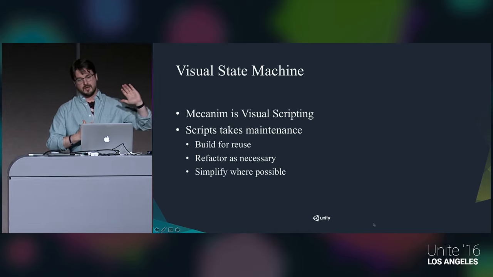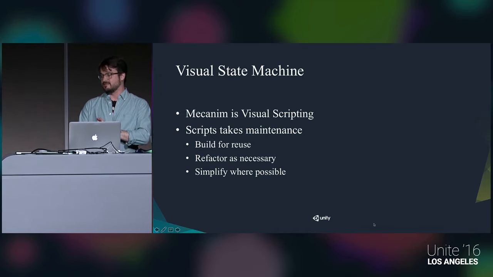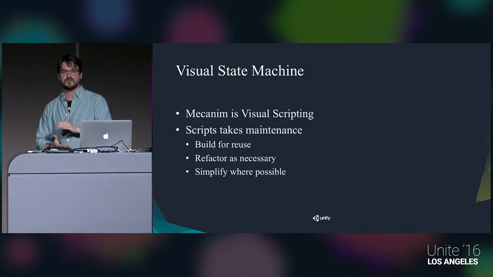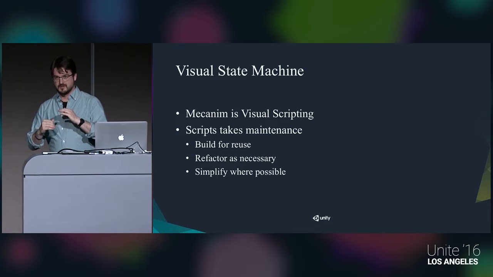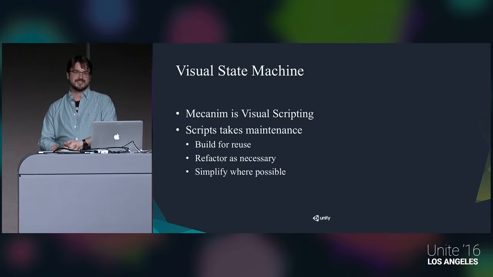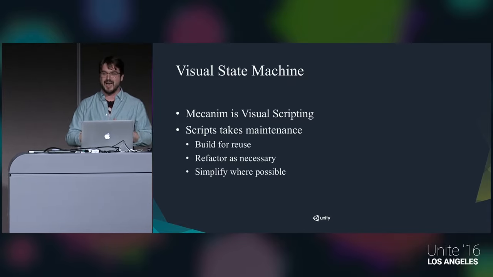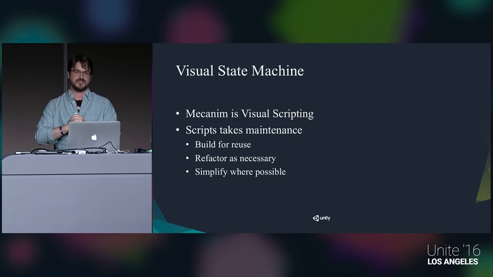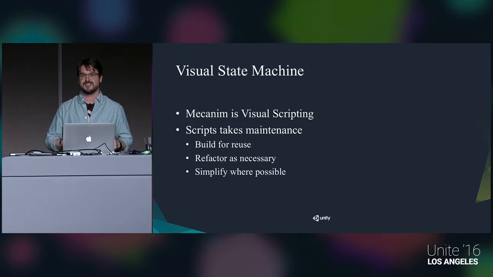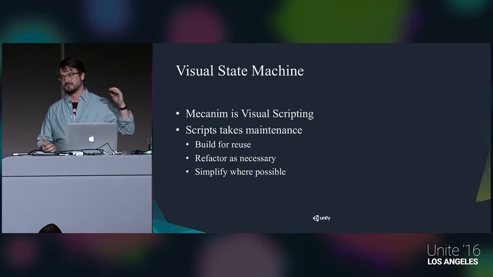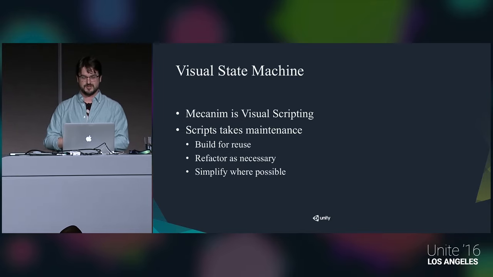So as you build your visual state machines, as you build in Mecanim, just try to keep in mind that you are working with a visual script system. Think about it like code. Code takes maintenance. Every time you go have a big public-facing demo, schedule a day to go back in and clean it up, just like you would all of the hacks that you put in to ship it. Try and simplify where possible. Try to build with reuse as you go forward.